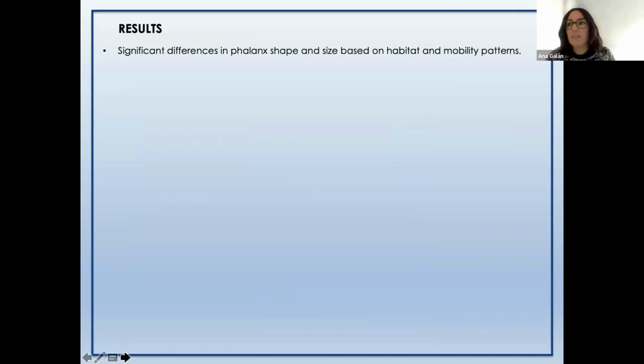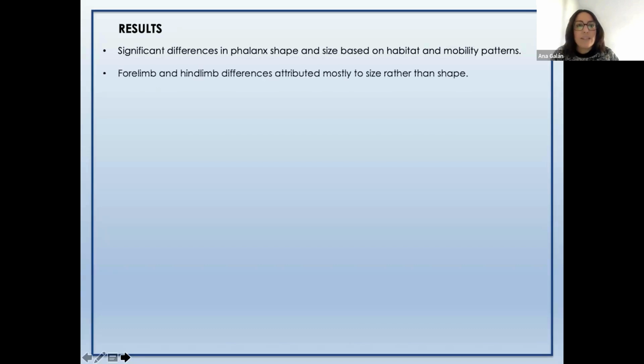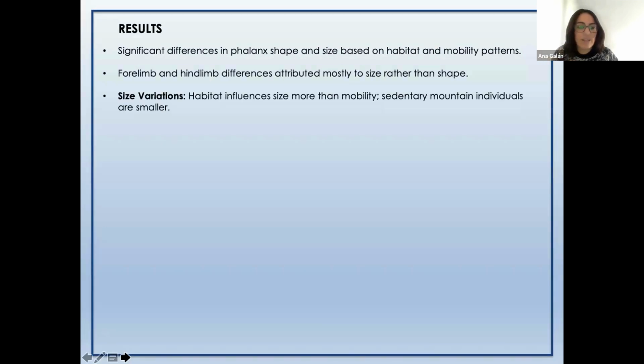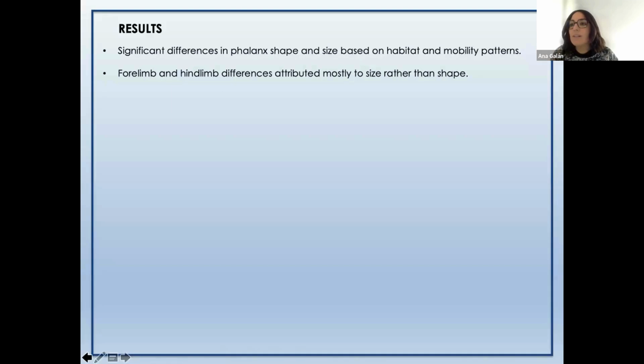Jumping into the results, first of all, the regression of the allometric residuals on the dichotomous forelimb and hindlimb phalanges revealed that there were no significant shape differences between forelimb and hindlimb phalanges, suggesting that the previous variations we observed at the beginning of the analysis were primarily due to size differences. So these results allowed us to combine forelimb and hindlimb for the subsequent statistical shape analysis.